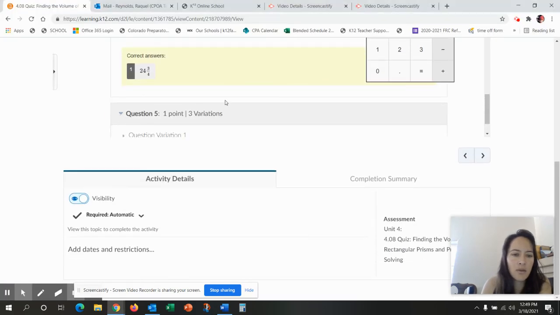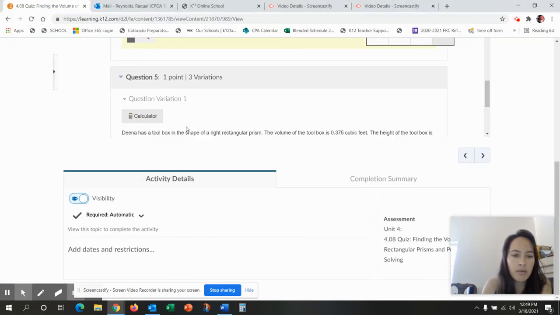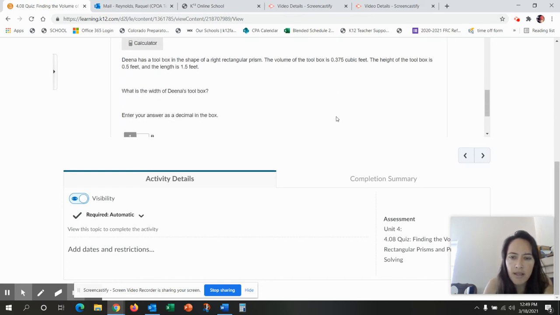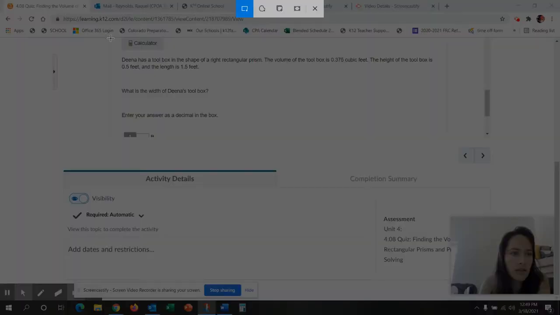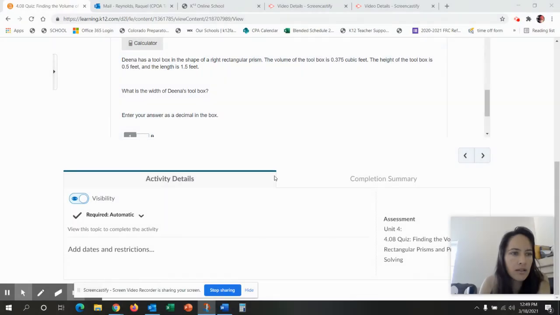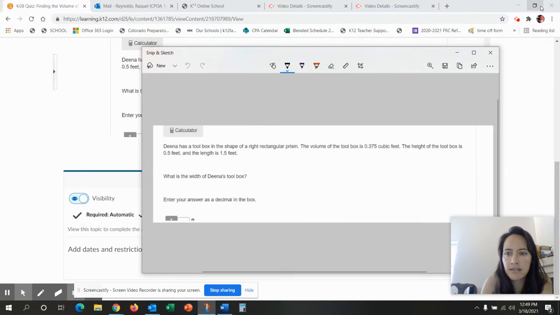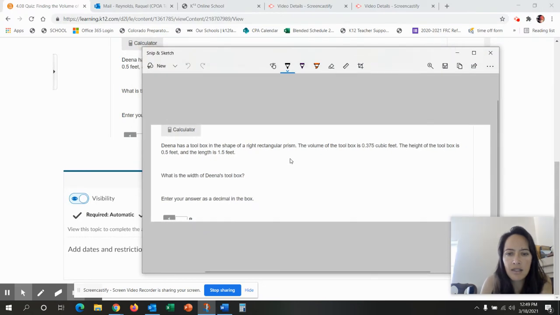Last question. Let's do variation 1. Why not? Choose a toolbox. The volume of the toolbox, if they tell us the volume. Oh, they want to know the width. This is a fun one. Let's do it. We've got a calculator. So let's see. Her toolbox is this much cubic feet, a decimal. 375 thousandths of a cubic feet.